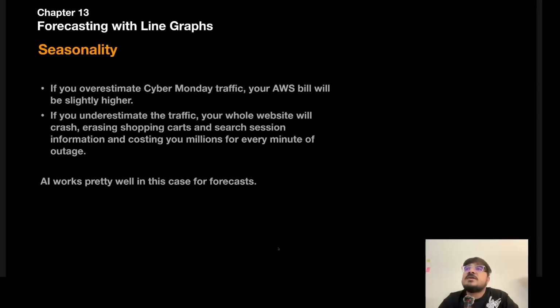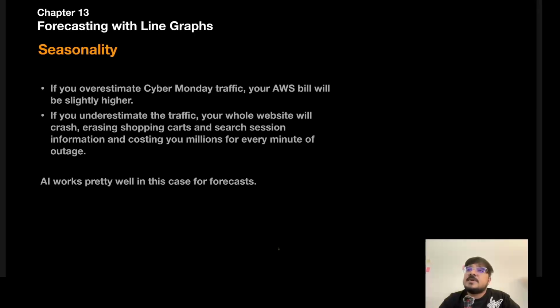And if you underestimate the traffic, your website will crash, and all the shopping carts and session information will be erased, and it will cost you millions for every minute of outage. That's where you have to understand how to pick the R squared value. Should I overestimate or underestimate, and what should cost me? In that case you have to have a slightly cost-averse mindset.